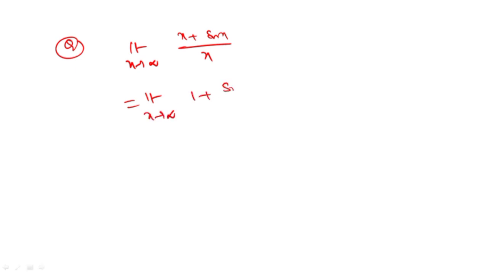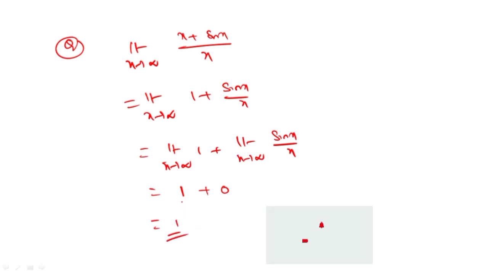Now we have another problem: limit x tends to infinity of x plus sin x by x. This we write as limit x tends to infinity of 1 plus sin x by x. So this is limit of 1 plus limit x tends to infinity of sin x by x. The 1 is a constant, and limit x tends to infinity of sin x by x, you know, is always 0. So this will be 1. These are all previous year problems.